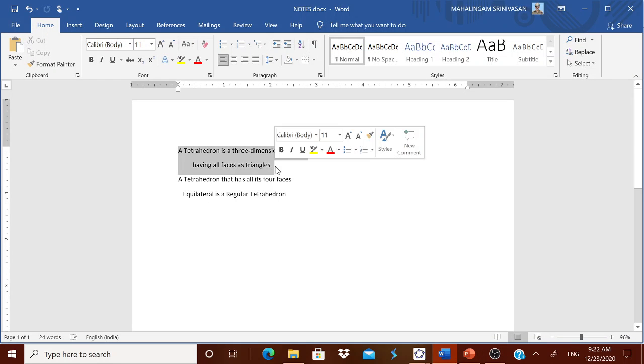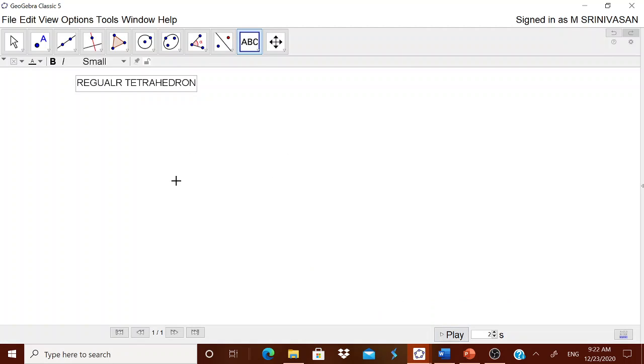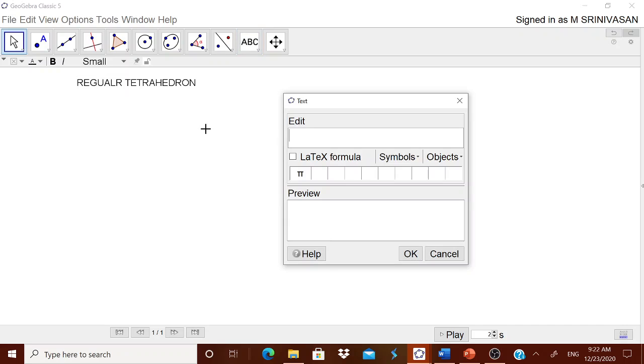Now first we will discuss what is a tetrahedron. It is a three-dimensional shape having all the faces as triangles. This can be discussed with the children. All the faces as triangles. Now a question will come in the mind of the children: what type of triangle can the base have, what type of triangle can the side faces have? For that we will tell them that there is a difference between a normal tetrahedron and a regular tetrahedron. We will just tell them what the difference is.